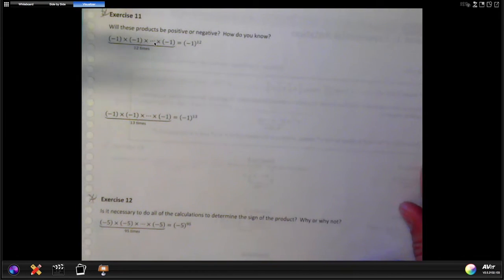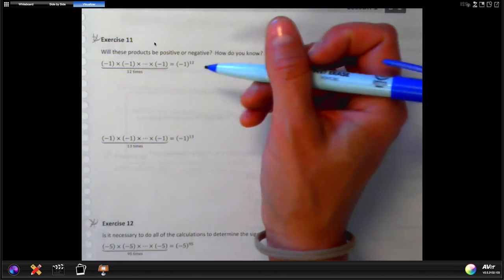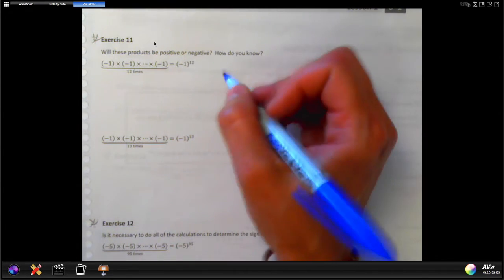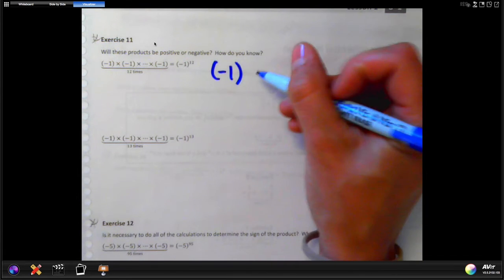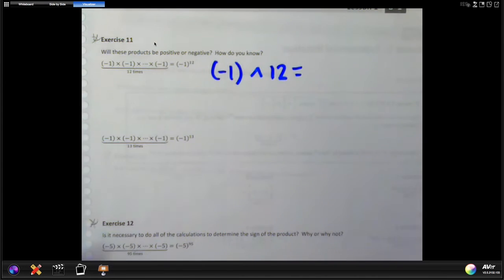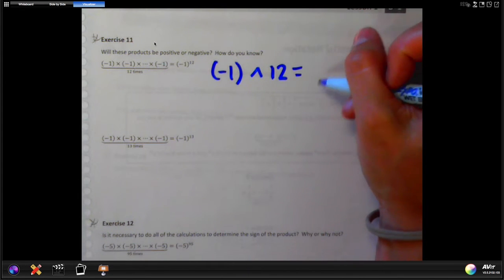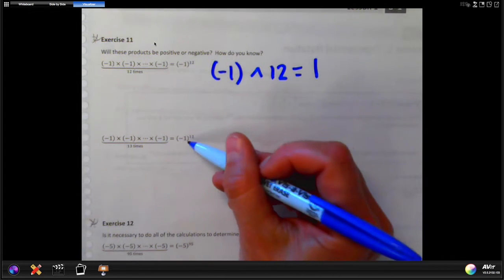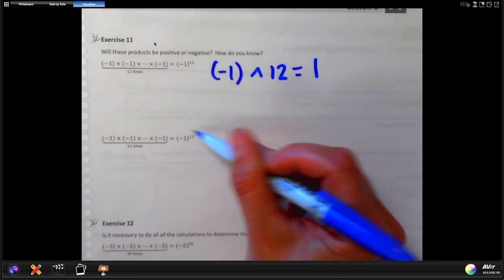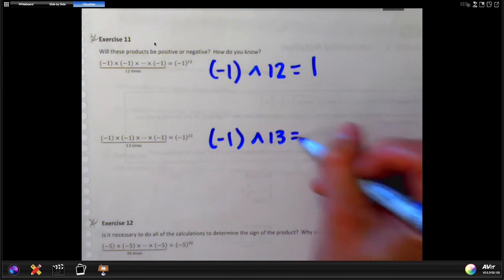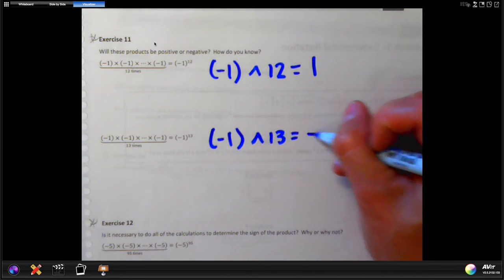If you have a calculator at home, you can type this in exactly as shown: -1 in parentheses raised to the 12th power. Most of us will have parentheses on our calculator, and the little caret key, and then we hit equals. You will see that -1 to the 12th power is actually +1. Similarly, we can do the same thing for -1 to the 13th: in parentheses, caret 13, equals. And when you hit equals, it equals -1.